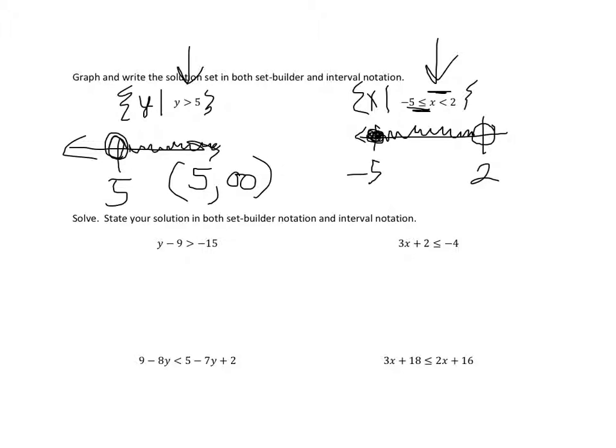So closed circle always means bracket because we're including negative 5. That's part of our solution. In fact, negative 5 is less than or equal to negative 5. So we start at the lowest number and we read from left to right, go up to 2. Put a parenthesis there because we're not including it, and that's how we do that one there.